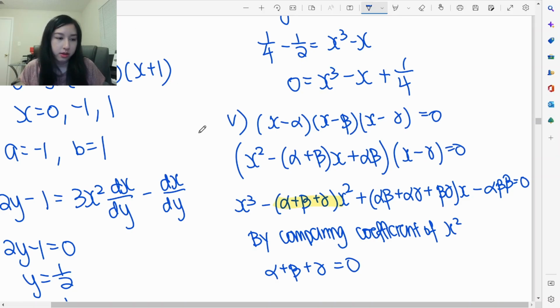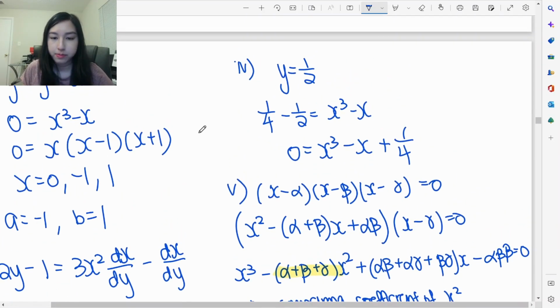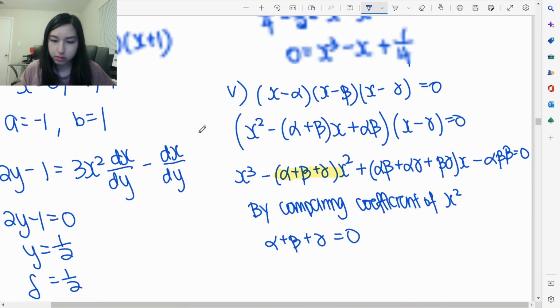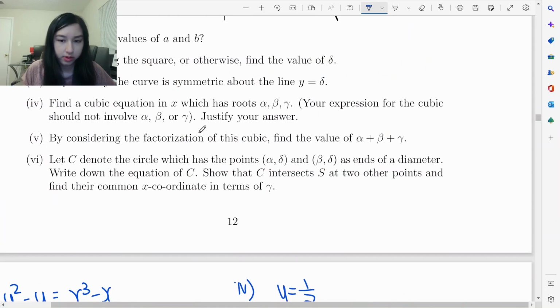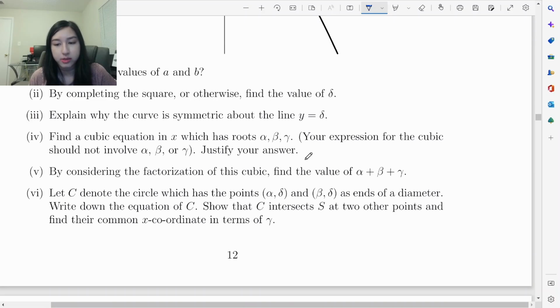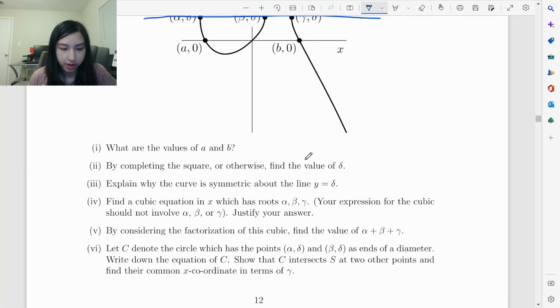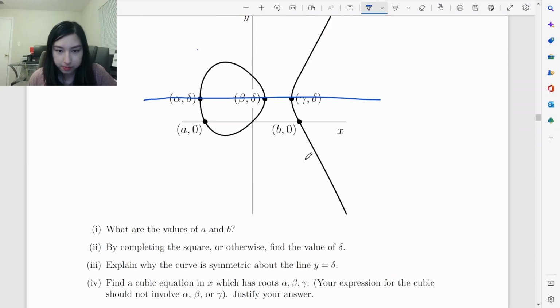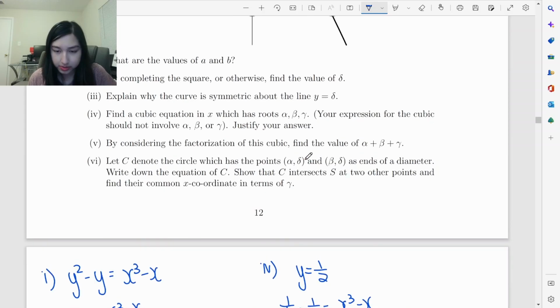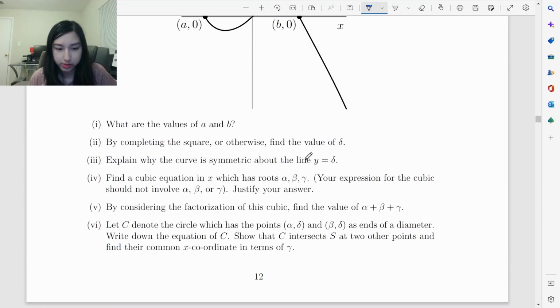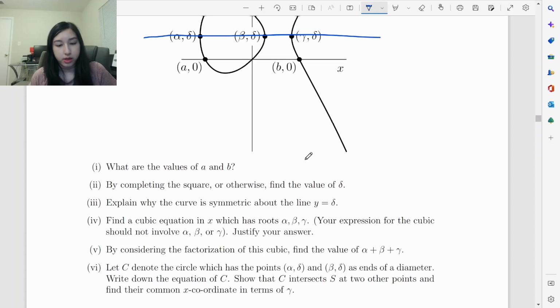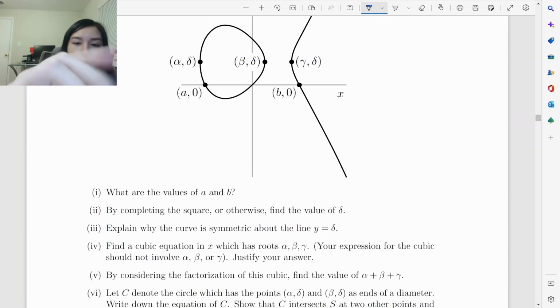Alright, and then what's our next problem? By considering, I just did that one. We have a circle C which has points this and this as the ends of the diameter. Write down the equation of C. Show that C intersects S at 2 other points and write their common x coordinate in terms of y.